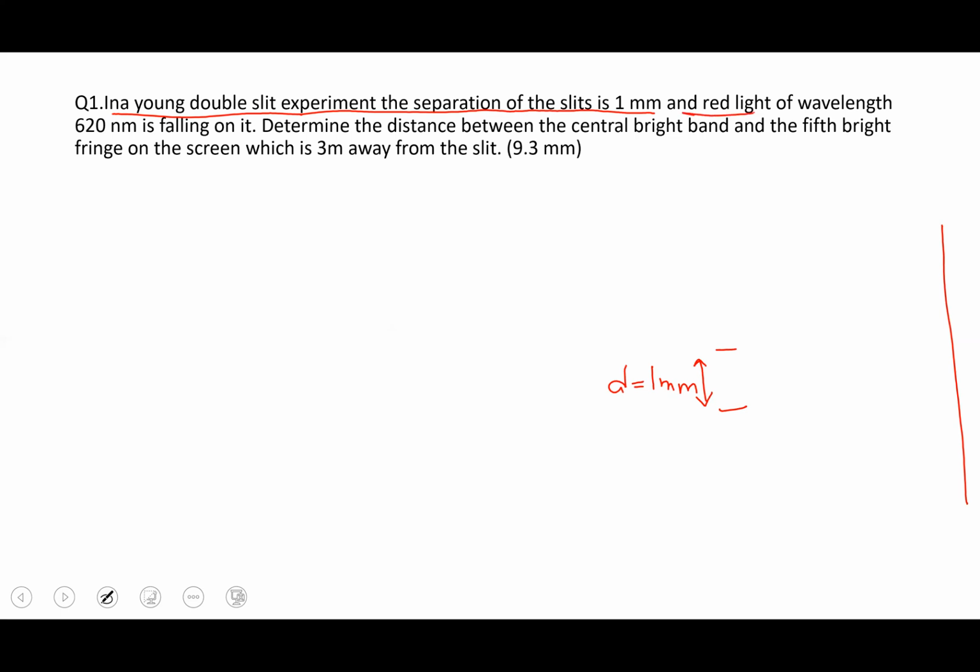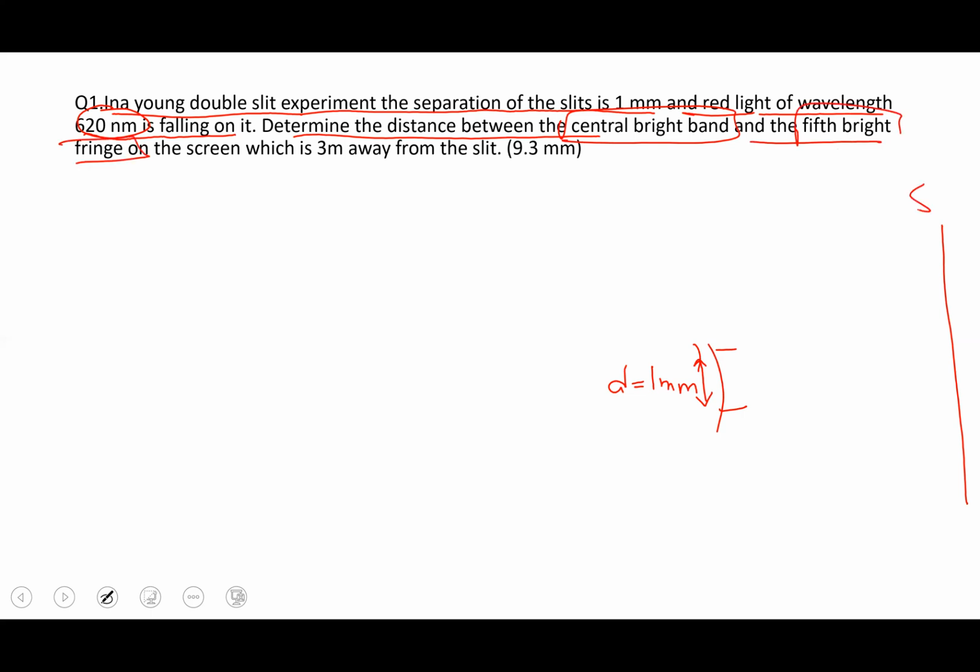A red light of wavelength 620 nanometers is falling on it. That means light comes in the form of a wave, enters into the slits, and then goes onto the screen. So now the wavelength is 620 nanometers. Determine the distance between the center bright band and the fifth bright fringe on the screen.